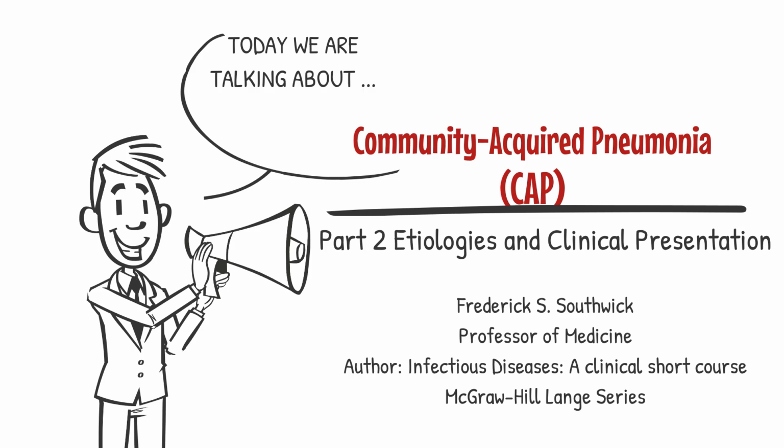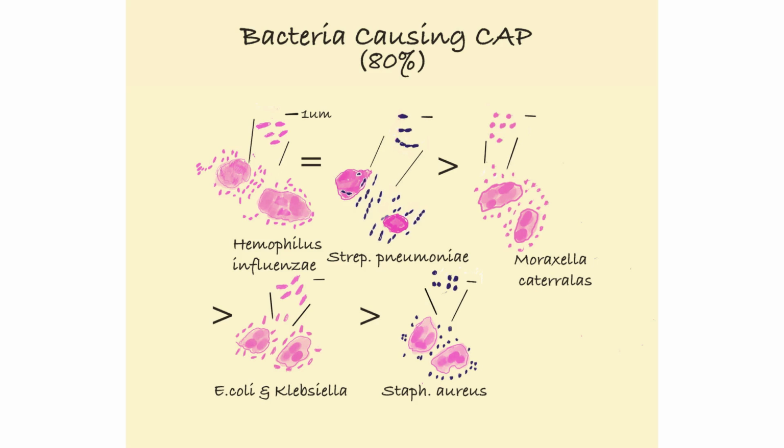However, with the use of respiratory PCR panels, an etiology has been identified in over 80% of cases, as opposed to earlier studies where the cause was determined in only 50% of cases. Bacteria are identified in 80% of CAP cases. Here is a sketch note depicting sputum gram stains of the most common bacterial etiologies.